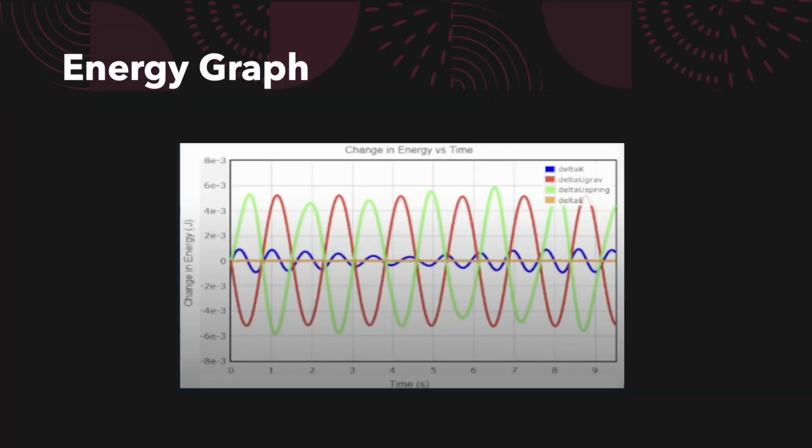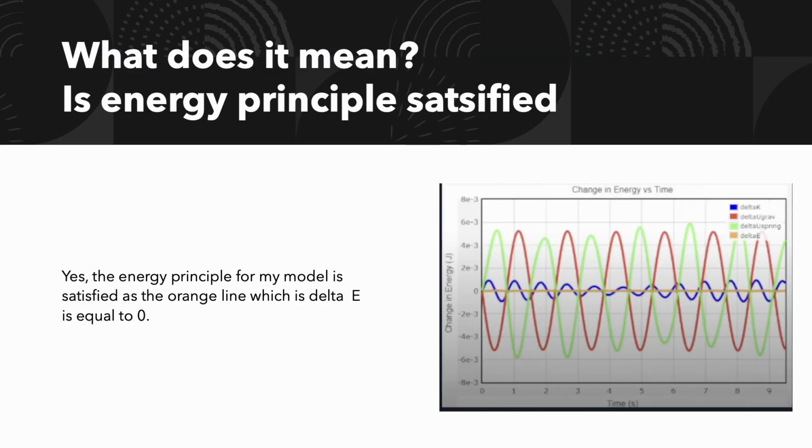This is the energy graph where the change in energy, delta E, is zero, and the delta U gravitational and delta U spring graphs oscillate at a similar rate, and delta K, which is the kinetic energy, oscillates at twice the rate. So the first question is: is the energy principle satisfied? Yes, for my model, the energy principle is satisfied, as the orange line, which is delta E, the change in energy, is equal to zero.